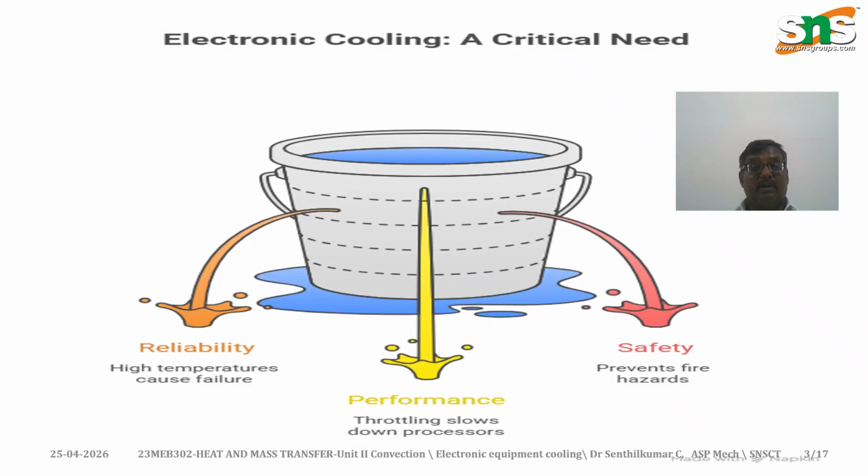Coming to the next concept, electronic cooling is a critical need for reliability. High temperature causes failure, as I said. High temperature in a laptop, electronic gadgets, mobile phones, iPods, and all the electronic servers leads to failure because of faster electron flow. Its performance throttling slows down the process under high load. So electronic cooling prevents fire and hazards.